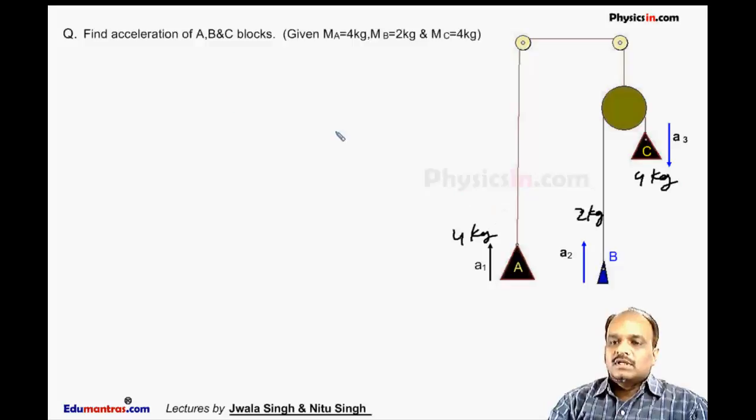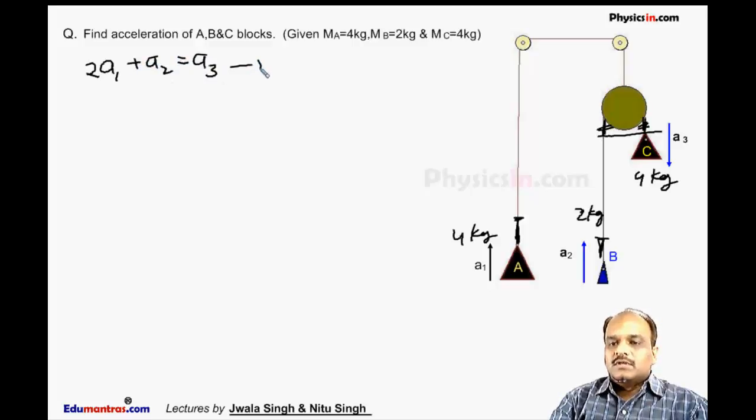Now we have to calculate the constraint. As we know from the constraint, if its acceleration is a1, then we will get a string a1 here, and from here we also get a string. So we can say the first equation: this length is a1, this length is a1, a1 plus a2 is equal to a3. This is the first equation, by constraint.